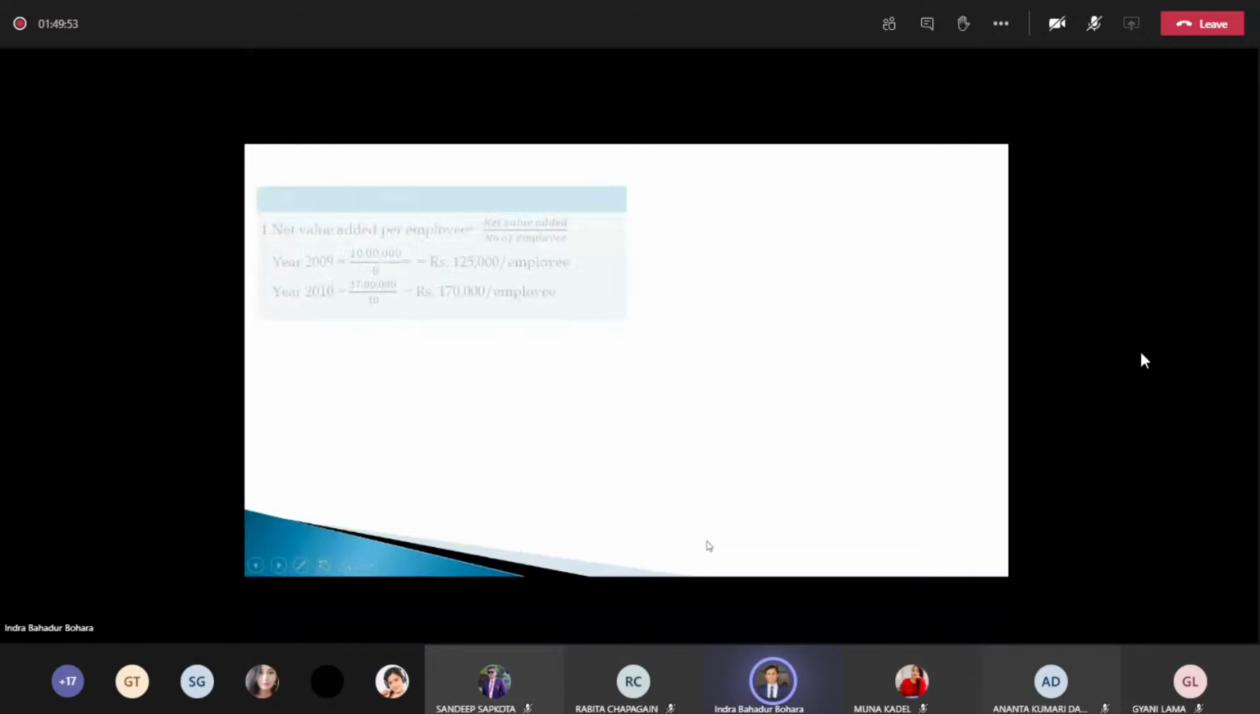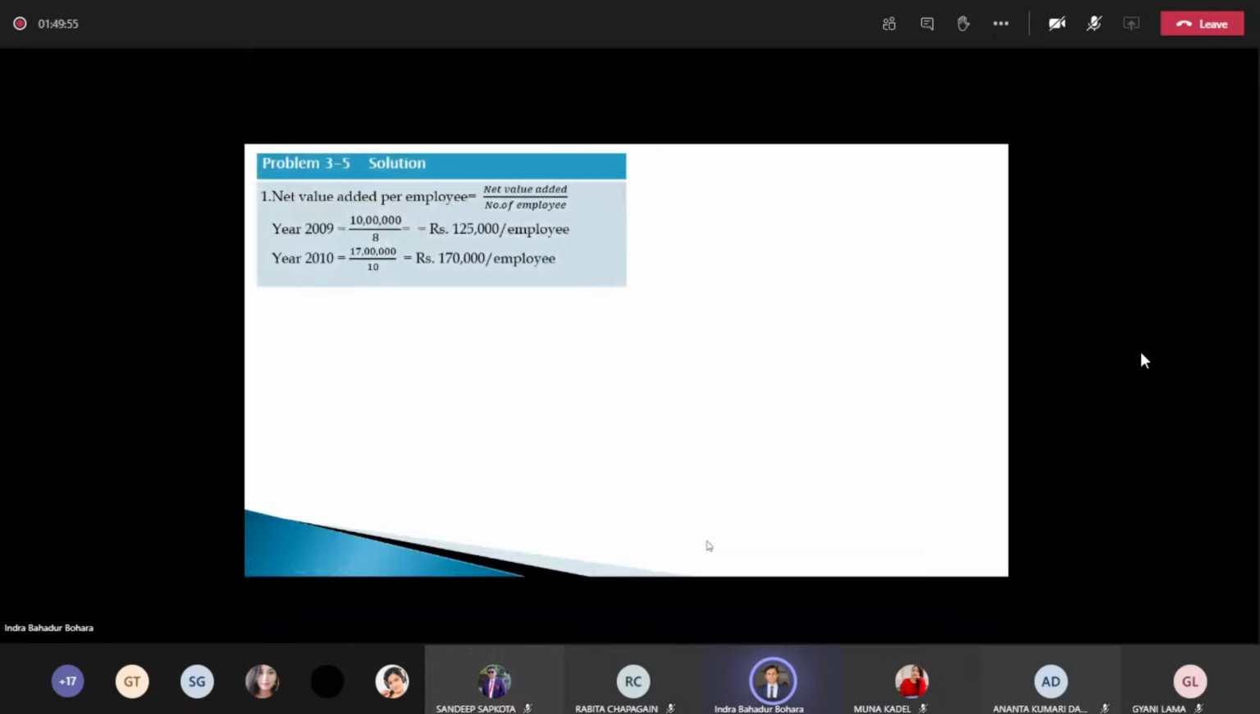So you calculate net value added per employee for 2009 and 10.